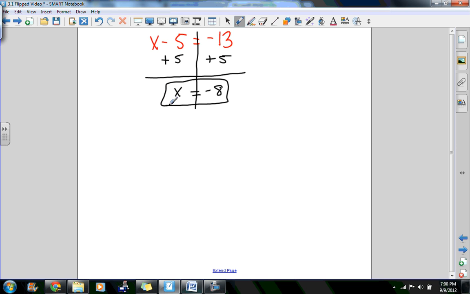Now it's important, and you guys are going to hate me for this, but you have to do it. I want you to check all of your answers. So I'm going to put -8 minus 5 equals -13. You can check this either by hand or with a calculator, but as long as this is a true statement, something like -13 equals -13, like we did in the calculator review, check, and you're good to go.